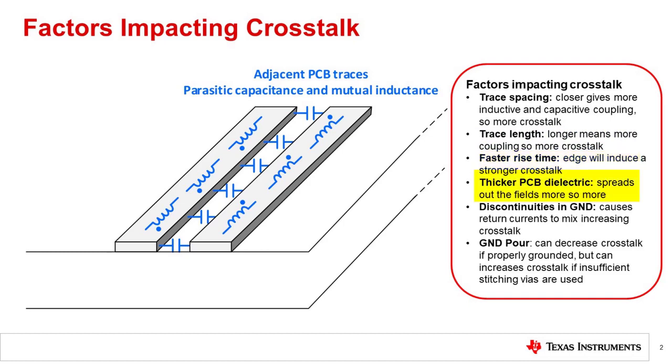A greater distance between the trace and its associated ground return path will cause the currents to spread out and mix together, causing crosstalk. As we have seen before, discontinuities in the ground path can cause RF emissions which will lead to crosstalk. Finally, a ground pour between traces can reduce crosstalk if the pour is properly grounded with stitching vias. On the other hand, if the ground pour is not sufficiently grounded, it can act as an antenna which will make crosstalk worse.